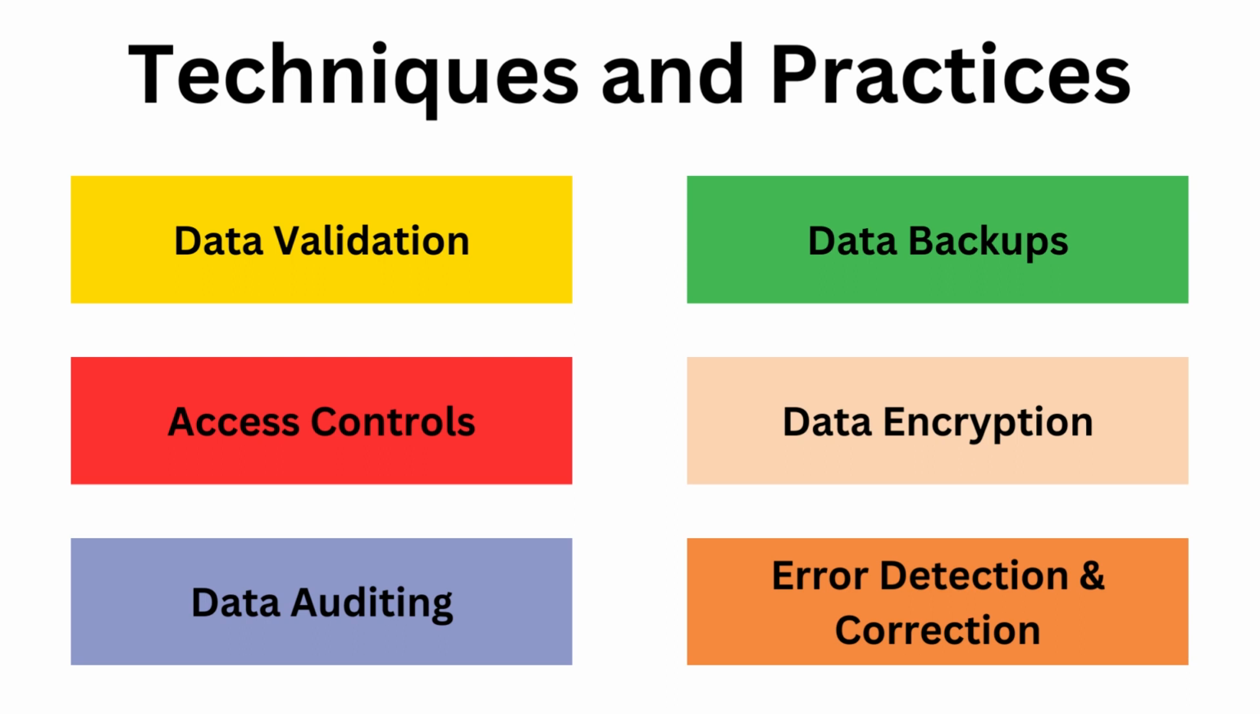Lastly, error detection and correction. Employ mechanisms to identify and correct errors and inconsistencies in the data, such as checksums or redundant data, or we need to validate them and make sure those errors are not there, to ensure that we have data integrity.